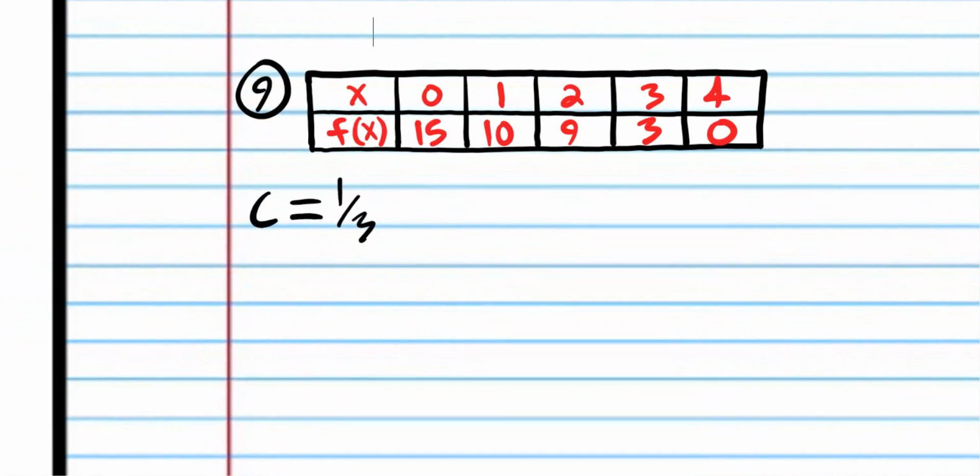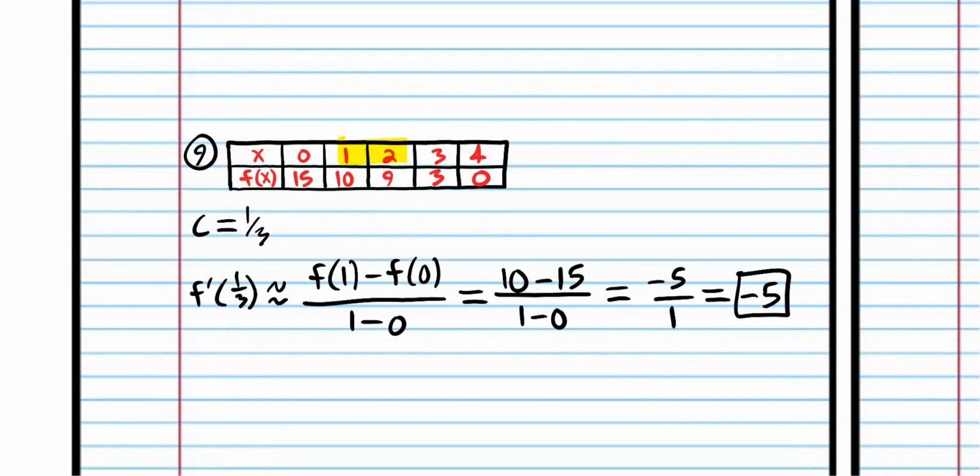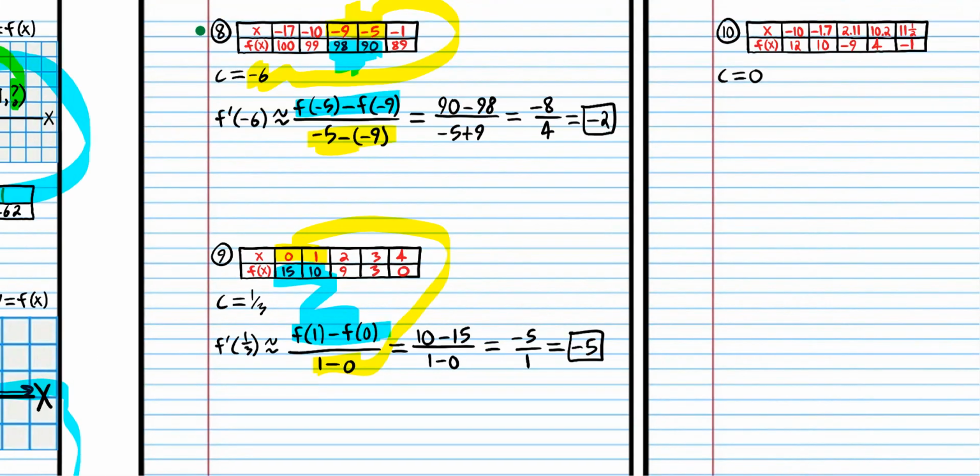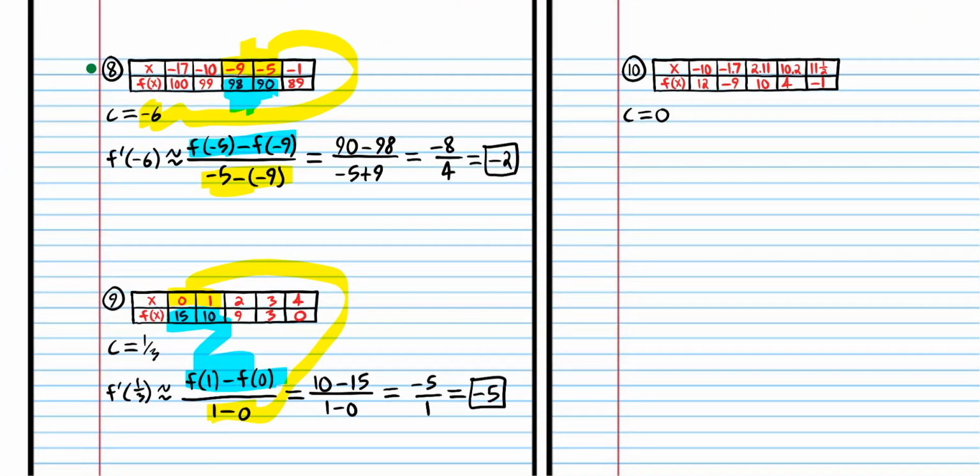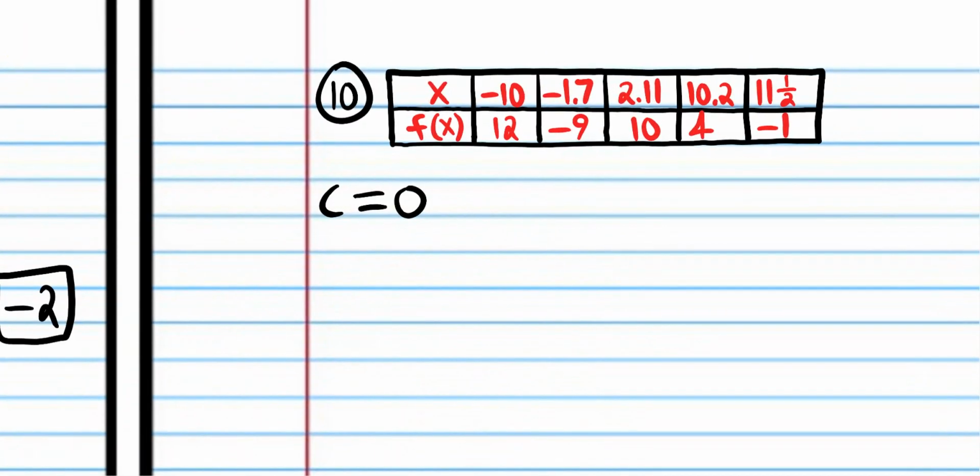Okay, we're back. Okay, so if you got that right, excellent. We use these x values and these y values. Okay, go ahead and try number 10, and when you come back, we'll do it together. Okay, we're back.